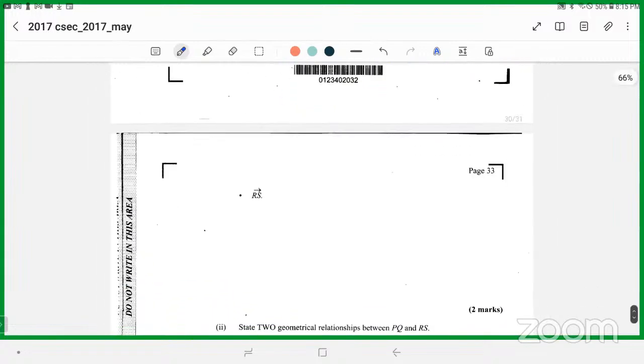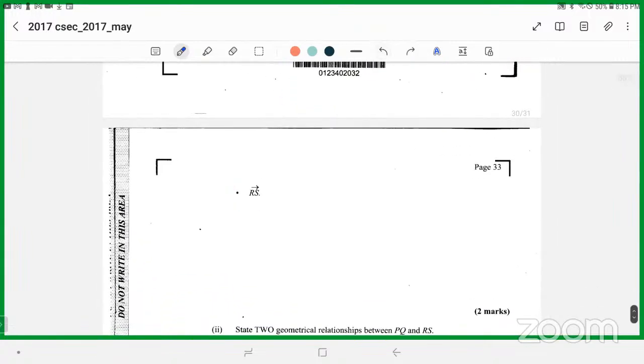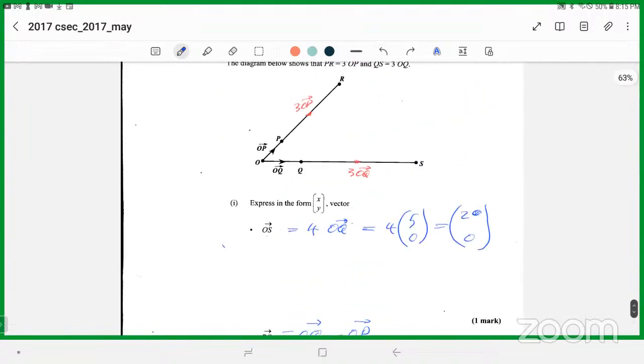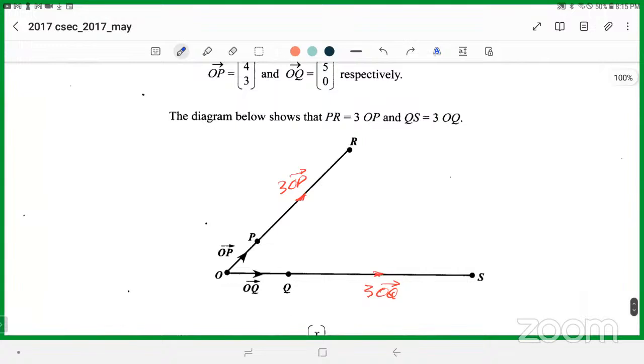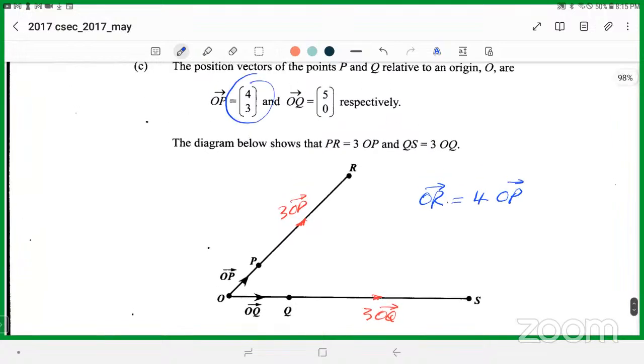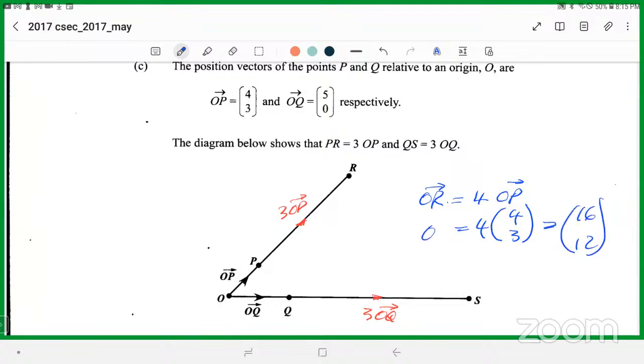Next question. What are these vectors? RS. Same thing again. You know the position vector of S and the position vector of R. They didn't ask us for it. Oh no, so OR is 4 OP, isn't it? Let's write it up here. How are we going to use it? OR is 4 OP. OP is this. So it becomes 4 times 4, 3, which is 16, 12. So OR is 16, 12.